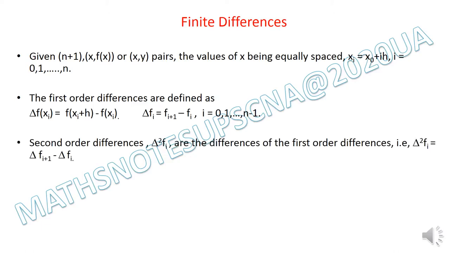Now second order differences can be denoted as delta square f_i, and these are the differences of first order differences. So delta square f_i is equal to delta f_(i plus 1) minus delta f_i. Now nth order differences are defined as delta to the power n f_i is equal to delta to the power n minus 1 f_(i plus 1) minus delta to the power n minus 1 f_i.